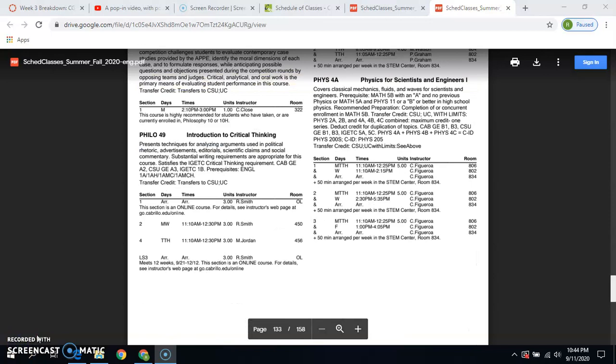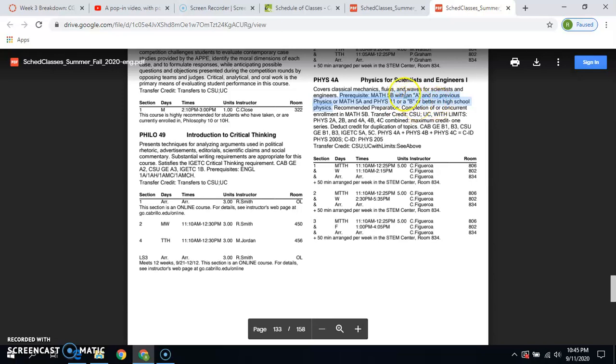The last prereq I want to talk about in this short video is the prereq for Physics 4A. The prerequisite, meaning the required course or courses for Physics 4A, is shaded in blue. The prereq is Math 5B, which is Calculus 2 with an A grade and no previous physics experience, or that you take 5A, which is Calculus 1 at Cabrillo, and that you successfully complete Physics 11 at Cabrillo, or that you bring us a high school transcript that shows that you completed high school physics with a B or better.